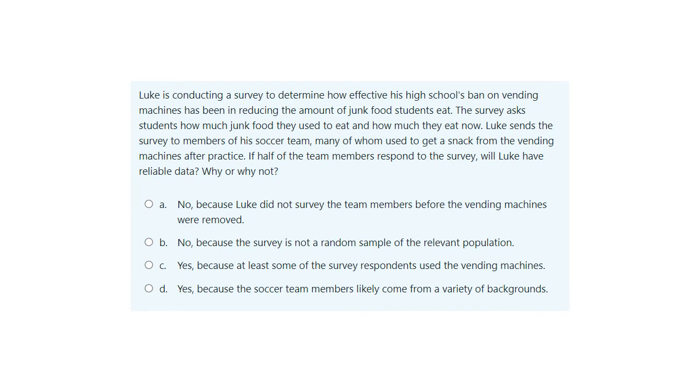He sends the survey to members of his soccer team, his football team. Many of them used to get a snack from the vending machine after practice. If half of the team members respond to the survey, will Luke have reliable data? Why or why not? Well, the school had vending machines for the whole school.